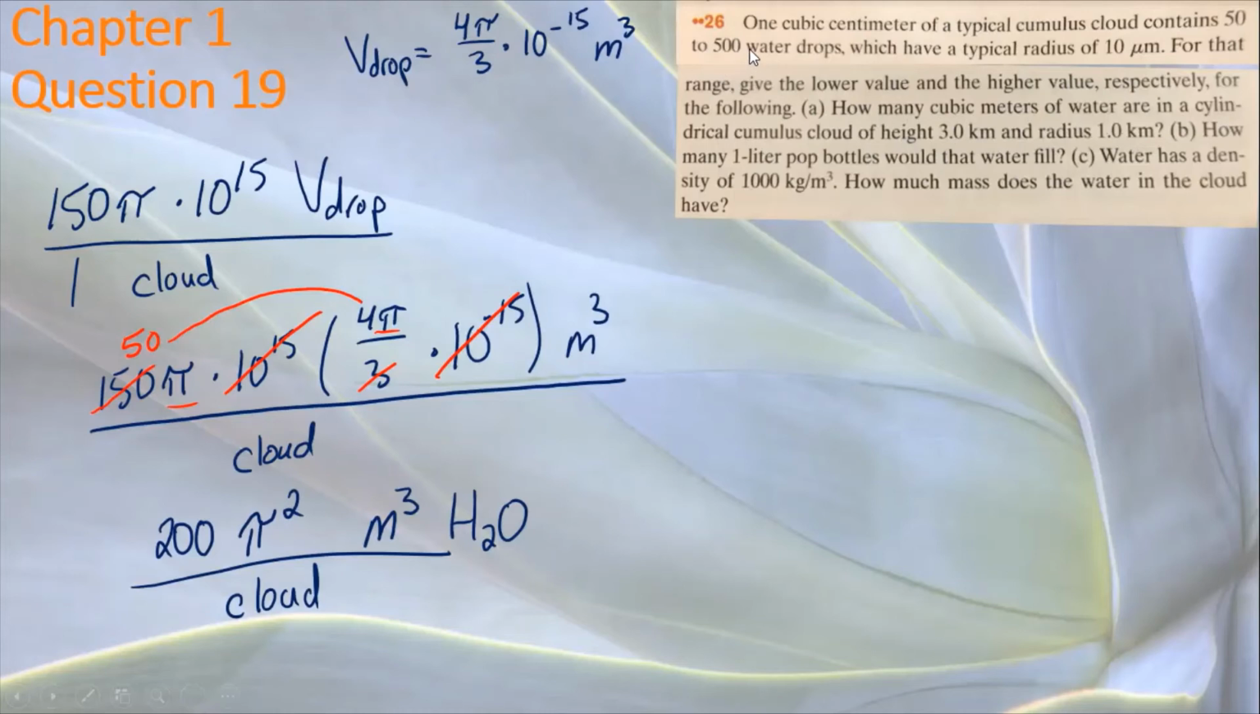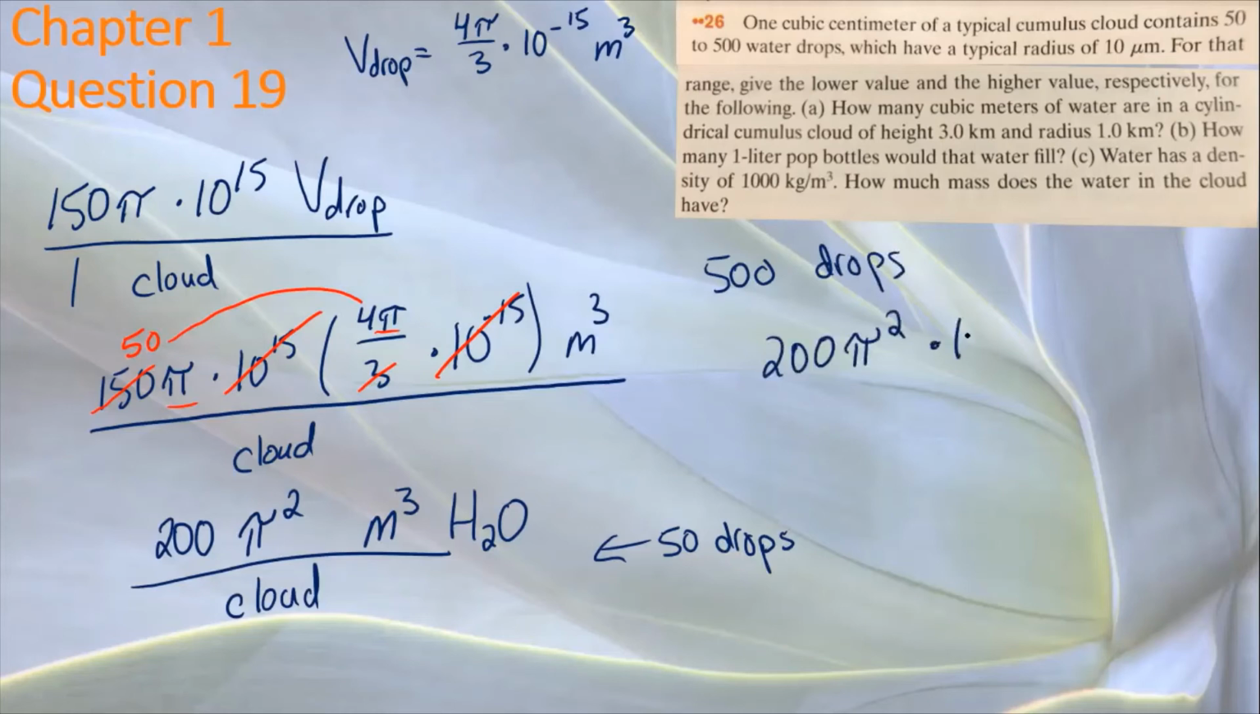So 50 drops has a volume of 200 pi squared. Well, 500 drops, so this is for 50 drops. 500 drops will have 200 pi squared times 10, because we have 10 times as many raindrops now. So we could say 2,000 pi squared. And that's going to be meters cubed per cloud.